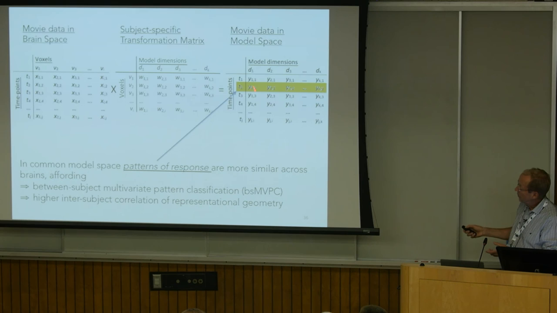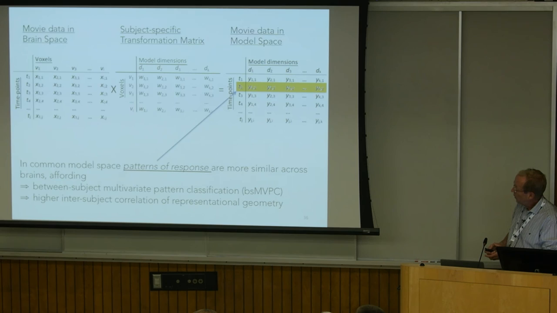Now, again, in this setup, a row in the common model space is a pattern of response for a time point. And if this is working, that pattern of response should be more similar across subjects, and it should be easier to discriminate the response to this time point from the response to the other time points, which should afford between subject multivariate pattern classification and higher intersubject correlation of representational geometry. So how do we do between subject multivariate pattern classification and representational similarity analysis, looking at representational geometry with movie data? Well, it wasn't that hard, actually.